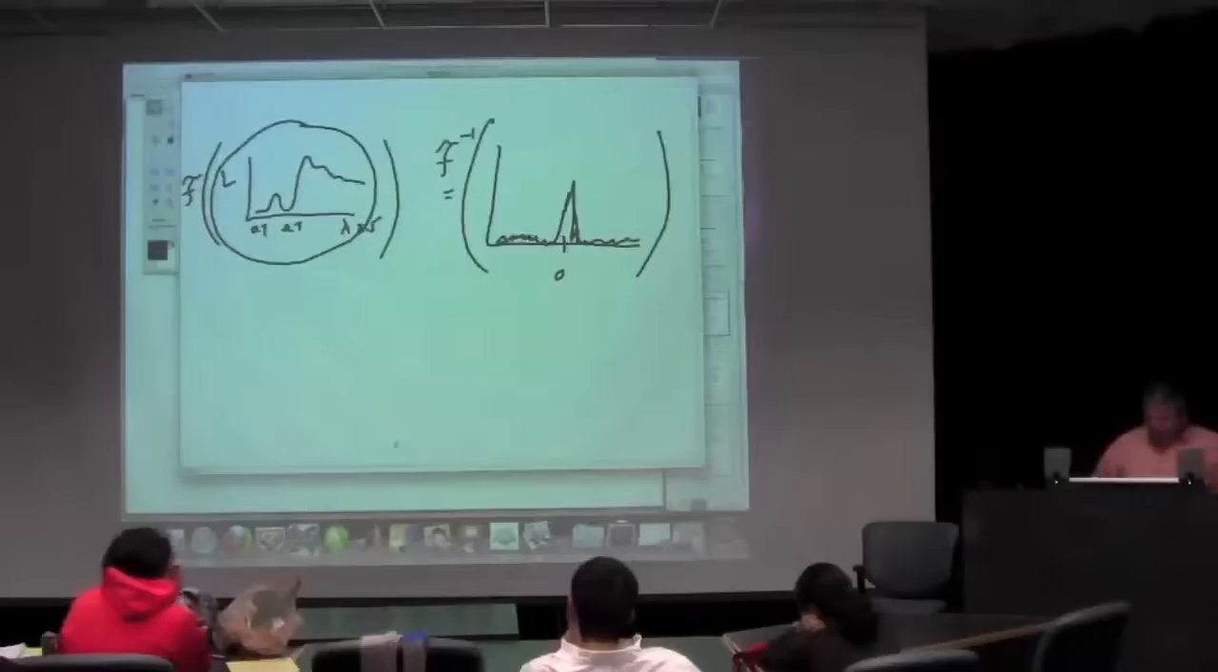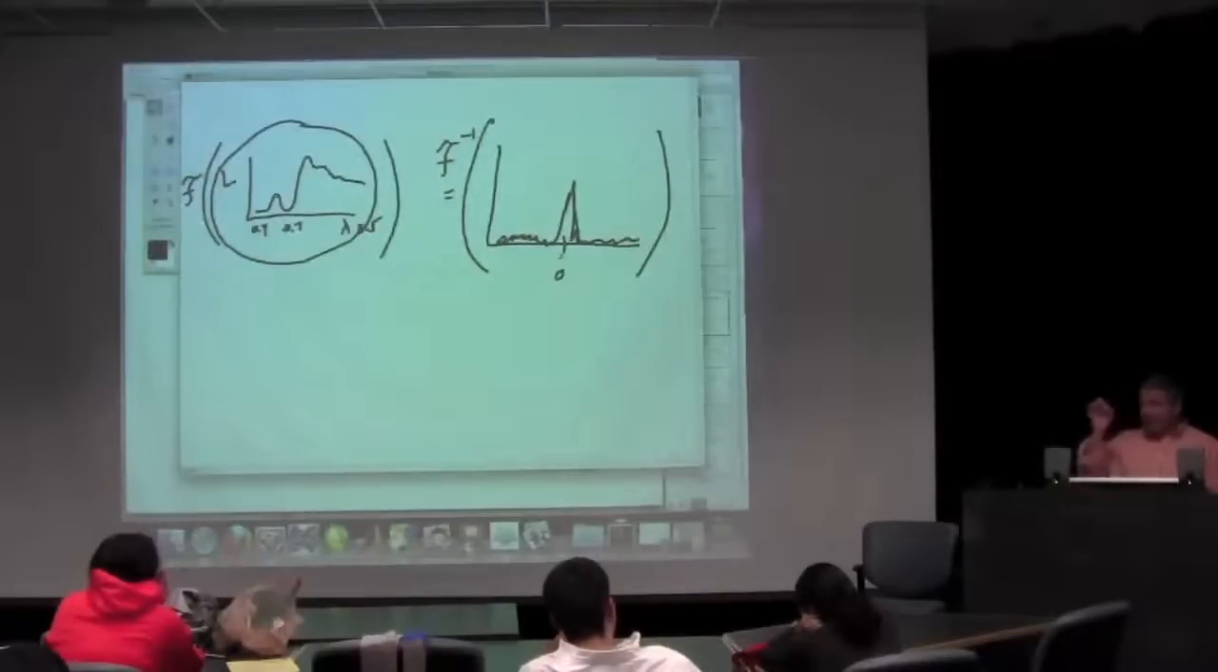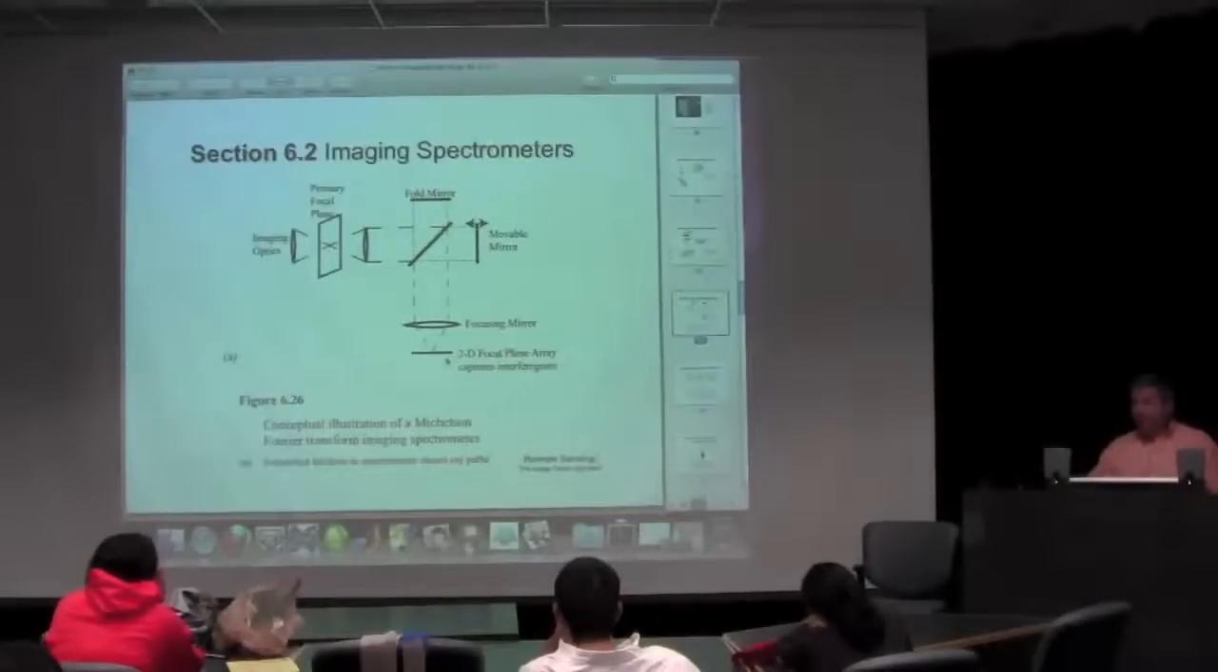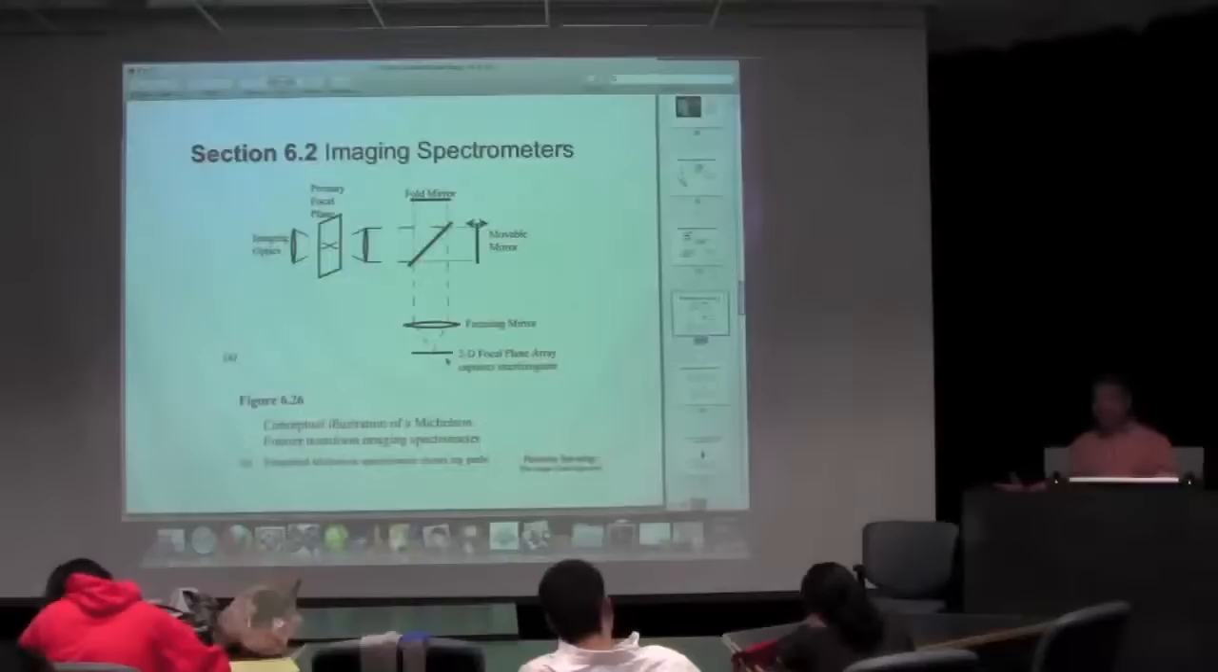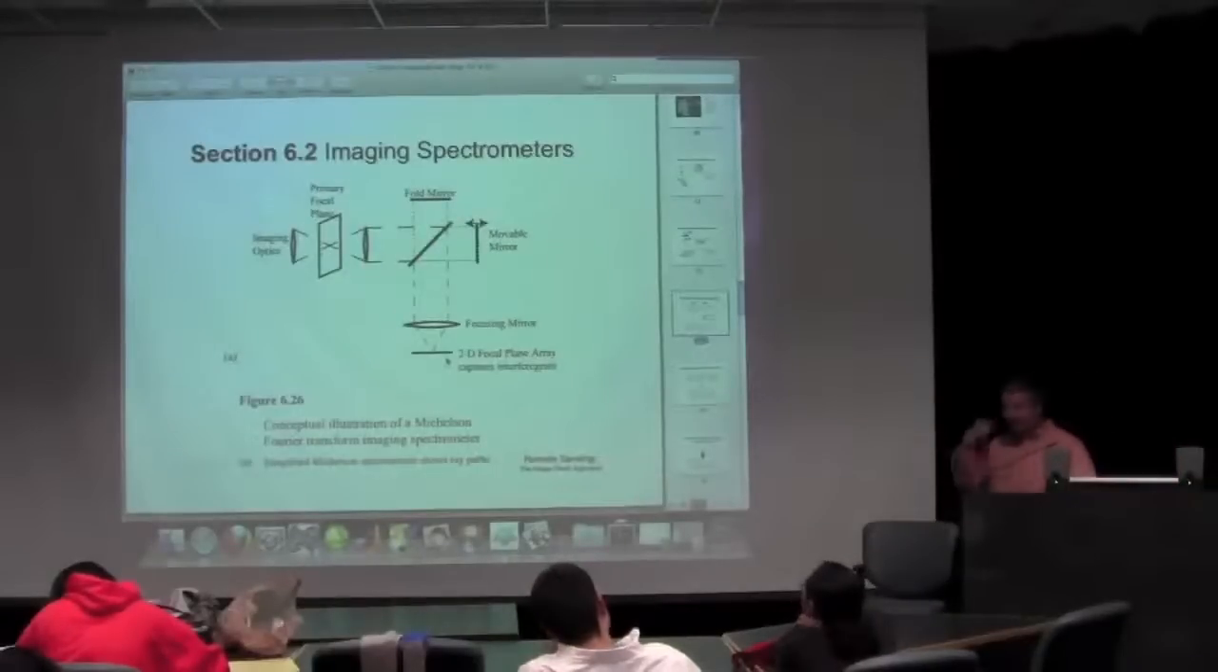All right. So if I want to now, that's a single point, right? I only have one detector. If I want to make a 2D image, I just put a focal plane here. And I collect that at many different spatial locations simultaneously.